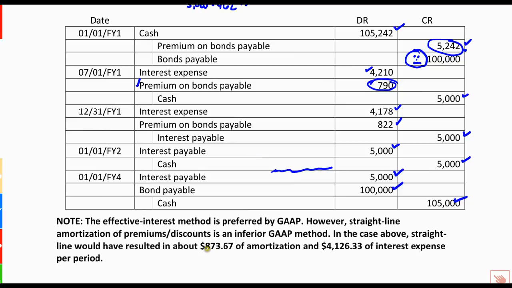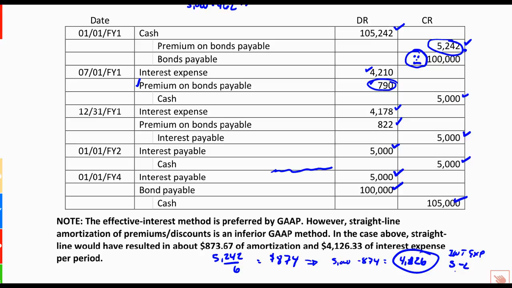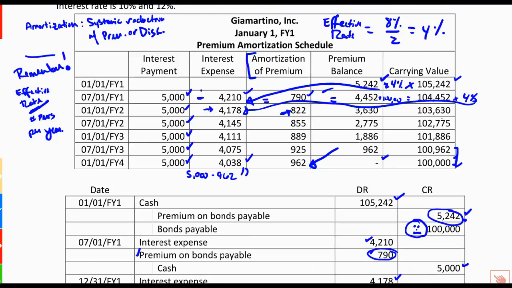I will like to mention that if you had done straight line, that would be 5242 divided by 6 equals 873.67. Let me double check that. Yes, and I'll just put 874. And that means your interest expense, 5,000 minus 874, would have been 4,126. Interest expense under straight line. Just want you to be a little bit aware of the straight line. Obviously, the schedule isn't very interesting if it's straight line. This interest expense would be the same, the same, the same, the same. Amortization would be the same, the same, the same, the same. But it's just another way to spread out this 5242.